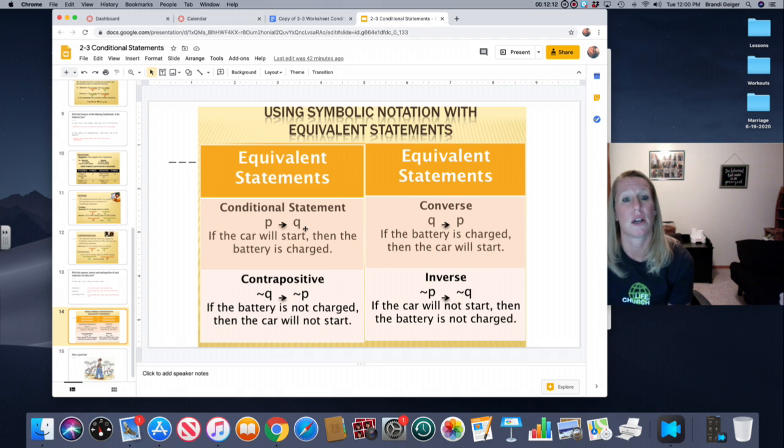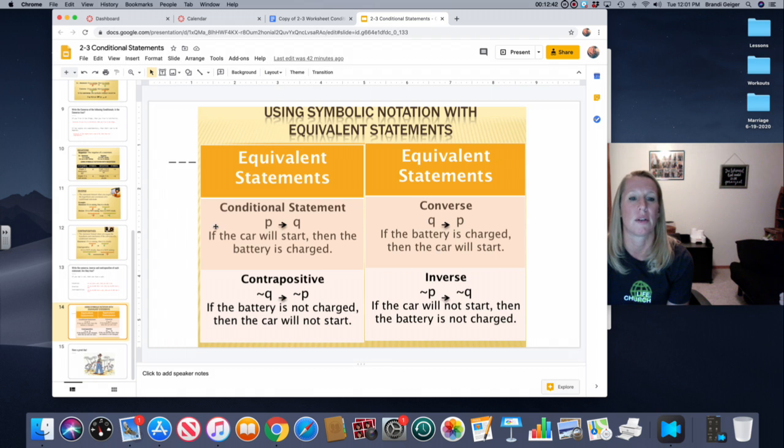All right, so we talked about just a conditional statement, if P then Q. The converse just takes the P and Q and flips them. Converse is the flip. The inverse goes to the original statement and adds the nots in there. If not P, then not Q. And then the contrapositive takes the converse and adds the nots. If not Q, then not P.